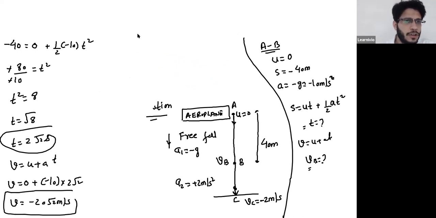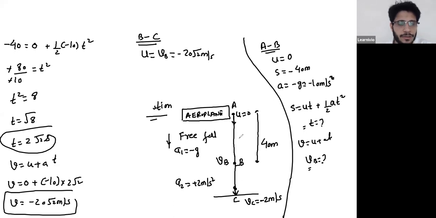Now solve from B to C. When we solve it from B to C, the initial velocity is the velocity at B, which is minus 20 root 2 meter per second. Remember, when you're solving from B to C, the velocity at A is not the initial velocity. Your initial velocity is now the velocity at the initial point, which is B. So it's not 0, it's now minus 20 root 2 meter per second. I call this u2. And your acceleration is plus 2 meter per second square.